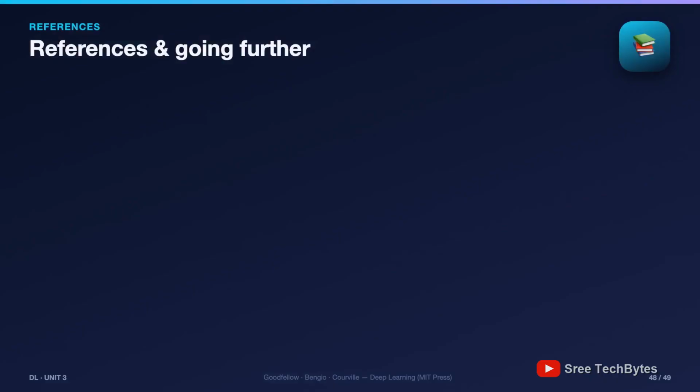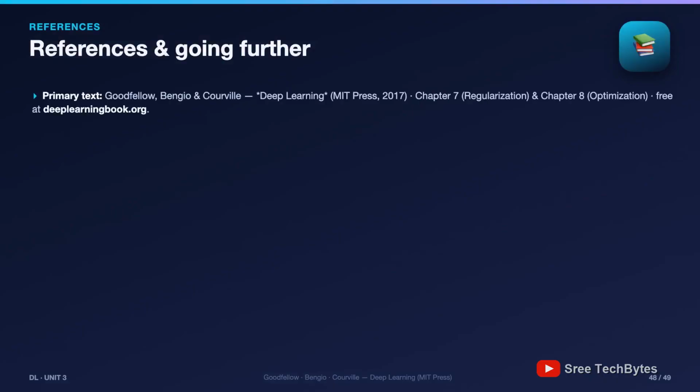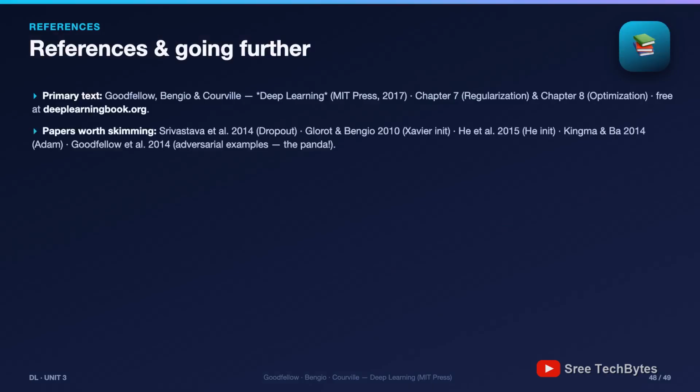Going deeper, and this unit's reading list is genuinely historic. The textbook, chapters 7 and 8 at deeplearningbook.org, free, forever. The papers, each one changed the field, each surprisingly readable. Srivastava 2014, Dropout. Glorot and Bengio 2010, Xavier initialization. He 2015. Kingma and Ba 2014, Adam. And Goodfellow 2014, the adversarial panda itself.